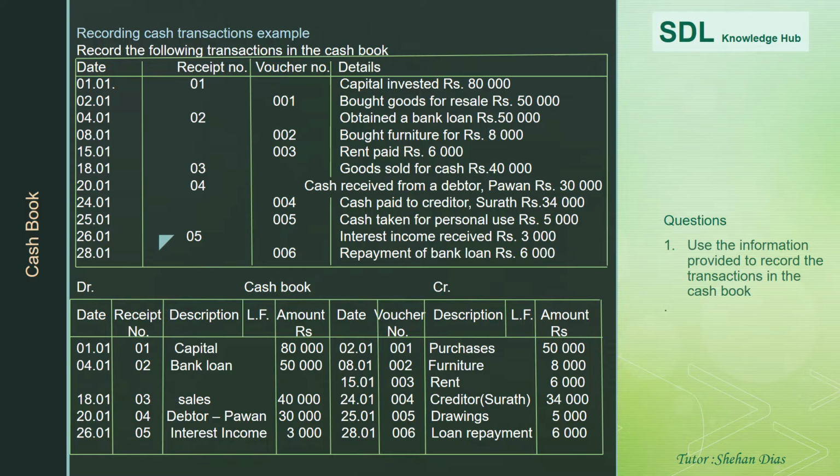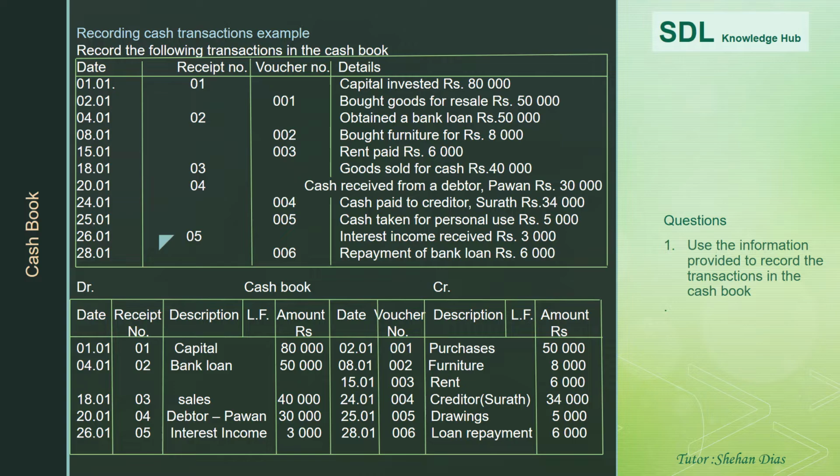Then bought goods for resale 50,000. So that is purchases. So cash will decrease. So therefore, based on double entry principle, it will be on the credit side 50,000, and we put the voucher number here, number 1. Then obtain a bank loan for 50,000.